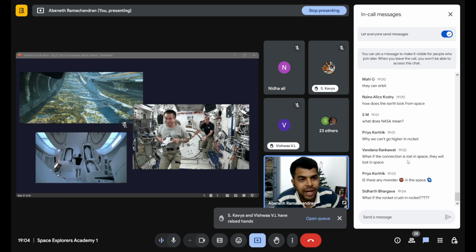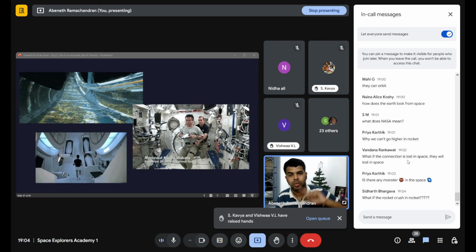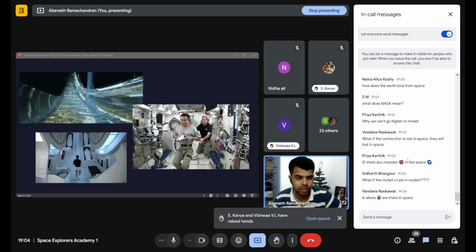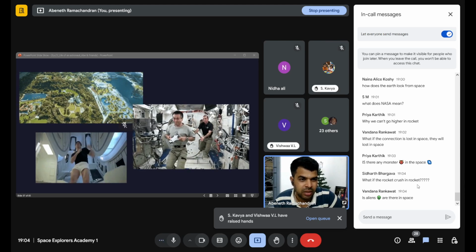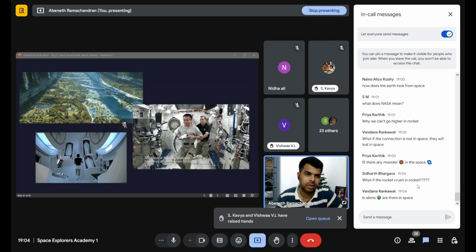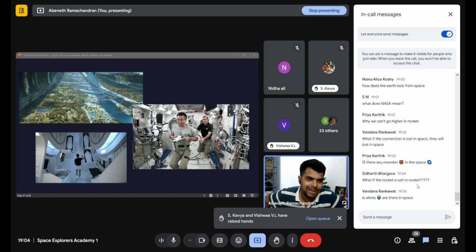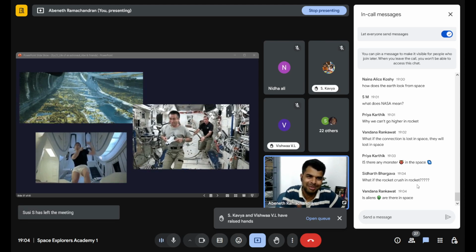Why can't we go higher in a rocket? There is something called orbital mechanics, where you can only go in a round spherical path. I will show it to you later. What if the rocket crashes? Why do two rockets go in the same direction? It's not happening at all. Are there aliens in space? I haven't met them. If I meet them, I will introduce them to you.